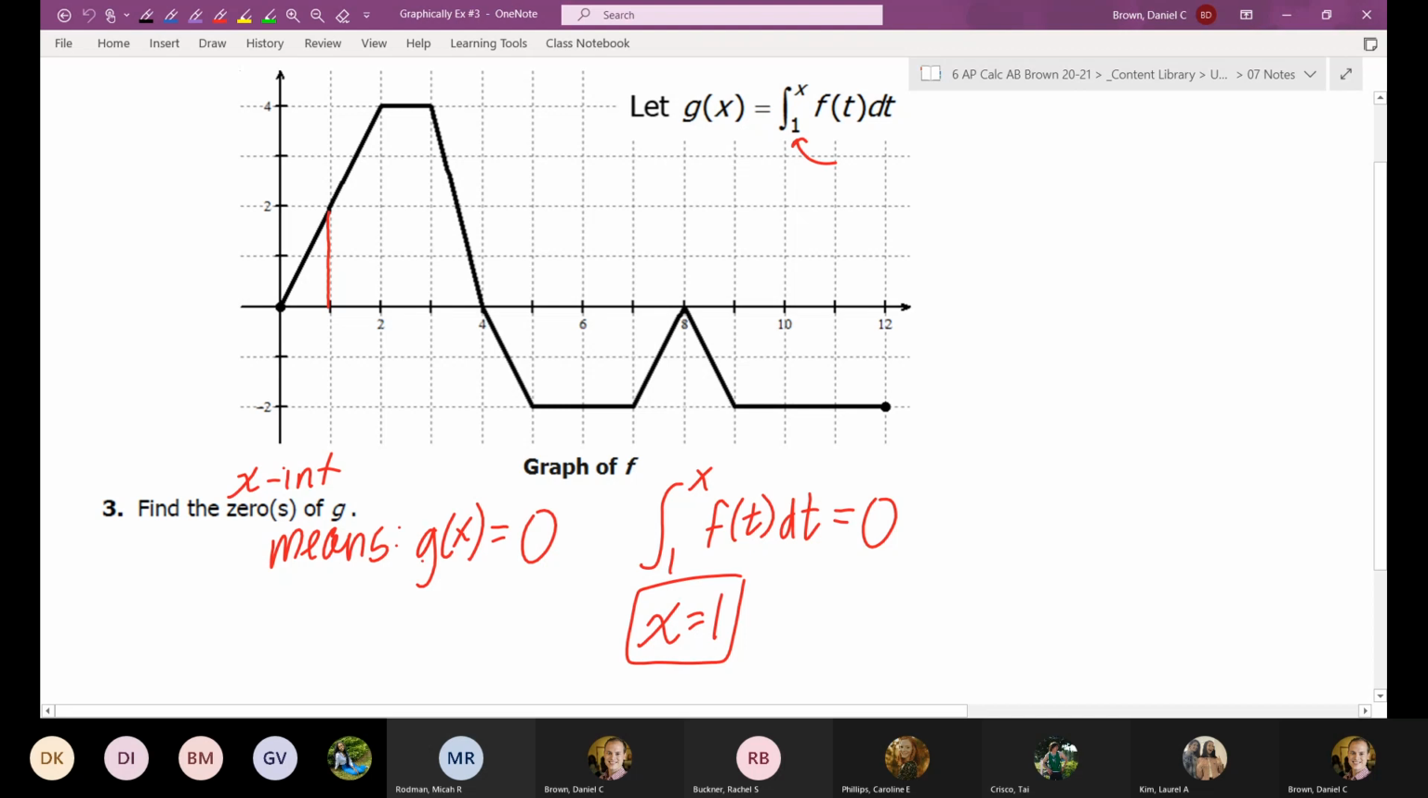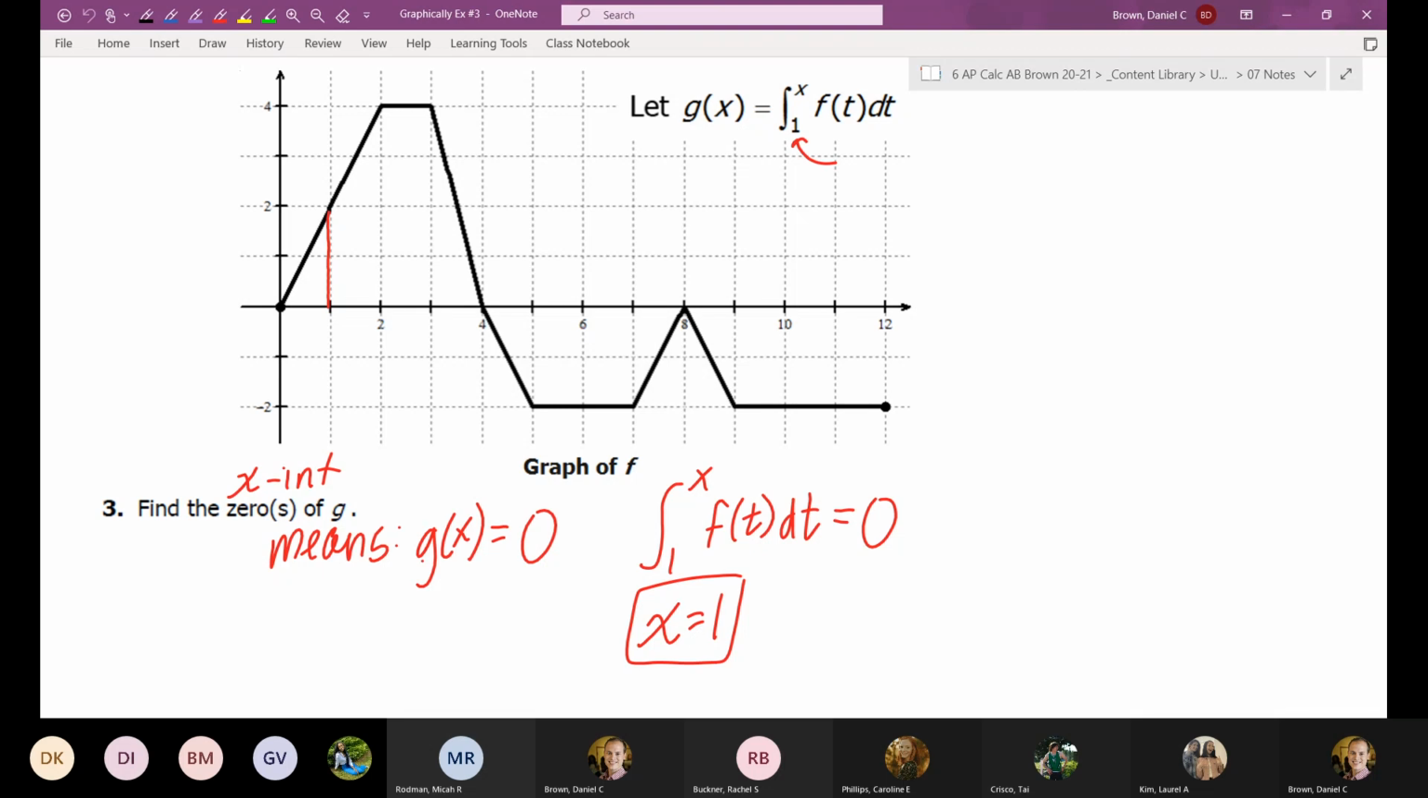Why is that an obvious one? If you start at 1 and end at 1, you haven't gone anywhere, you haven't accumulated any area, so we know that the integral would be equal to 0. When this integral is 0, that's the same thing as saying g of x is 0. So that is literally an x-intercept on the graph of g. Again, we are looking at the graph of f. Then we want to talk about finding another x-intercept, or possibly seeing if there are any more x-intercepts.